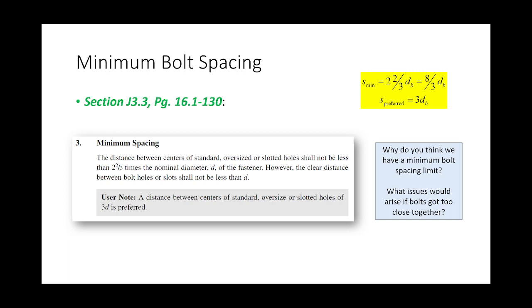Now let me ask you a question. Why do you think we have a minimum bolt spacing limit? Or let me ask it this way. What issues would arise if the bolts got too close together? I'm talking real world. Ignore the math, ignore the equations. Real world. What would happen if the bolts got too close together? What's that? No material between the holes for strength. Okay. That's a strength consideration. I'm saying ignore strength. This has nothing to do with strength.